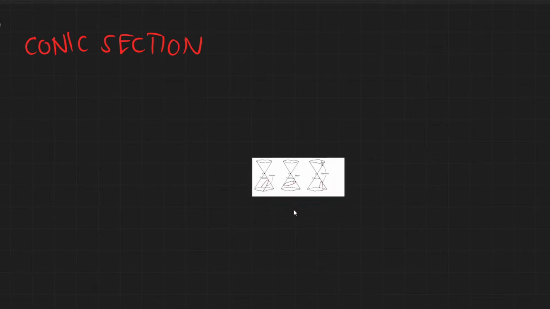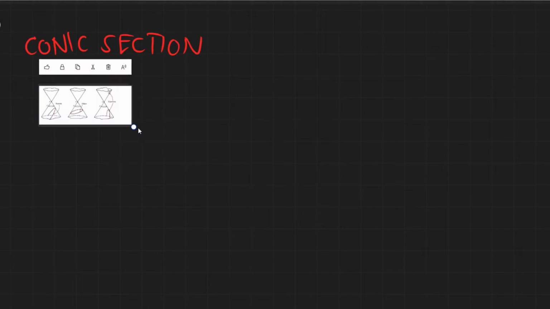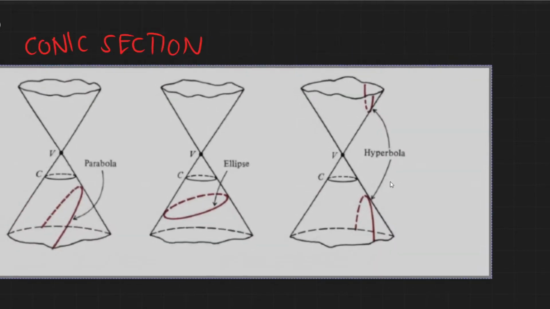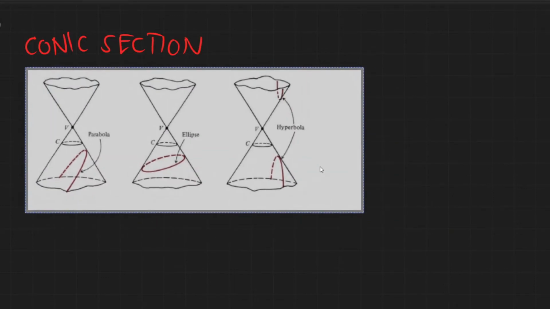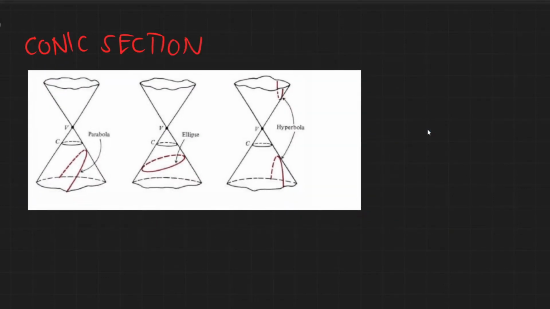Basically, according to the definition, a conic section is a curve of intersection of a plane with a right circular cone having two nappes. So let's visualize how this forms. We have here this figure, a cone having two nappes.